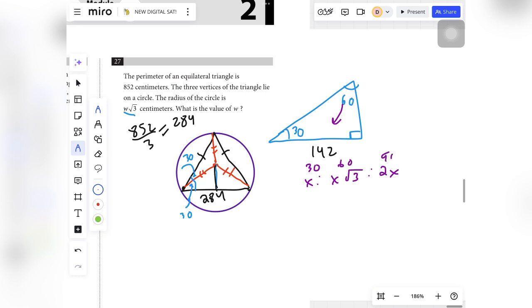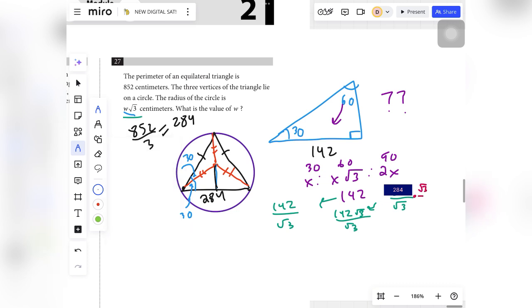The side opposite the 60 is my x root 3 side, which means 142 is my x root 3 side, but I hate that. How does that even make any sense? Well, it's really the same as saying 142 root 3 over root 3, which is kind of cool. And that means that my x is going to be less than that, of course, 142 over root 3, because I take away that root 3. That means my 2x side is going to be 284 over root 3.